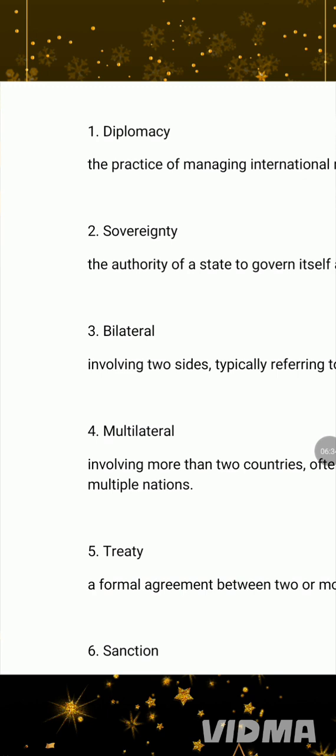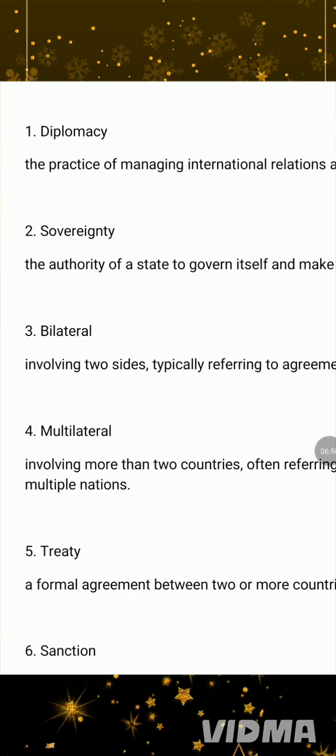Before I forget, Nigeria is also a member of the Non-Aligned Movement, which she joined in 1963. All right, back to the list.